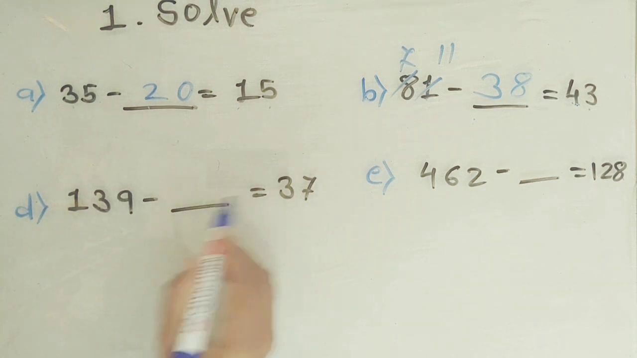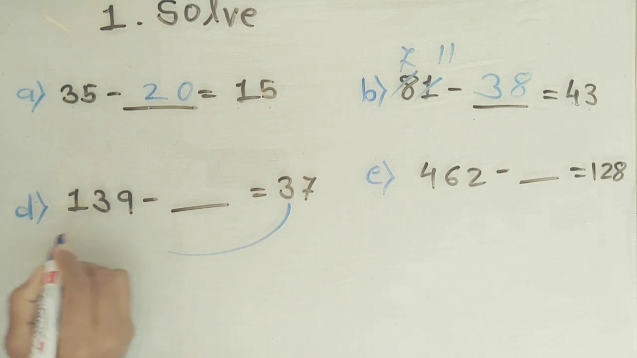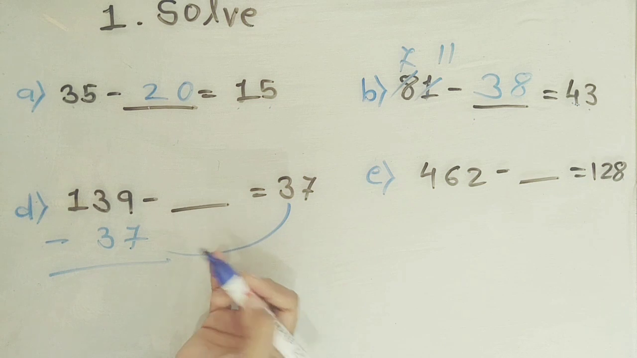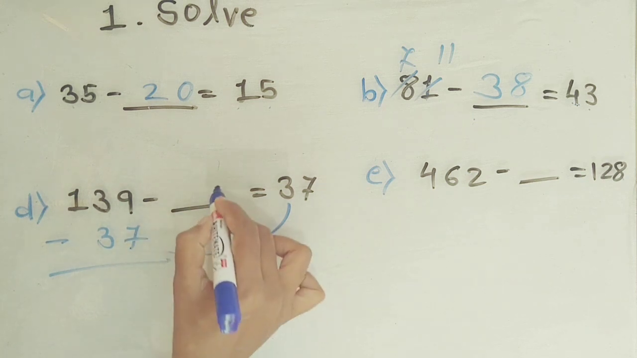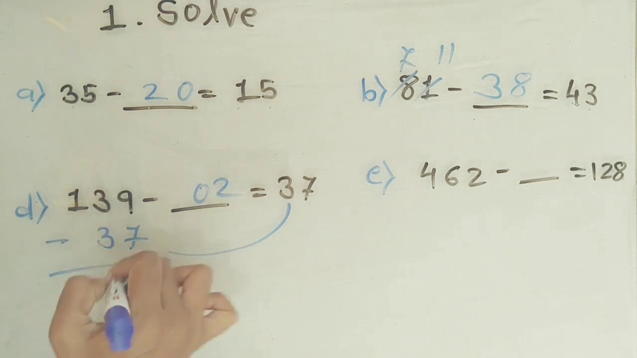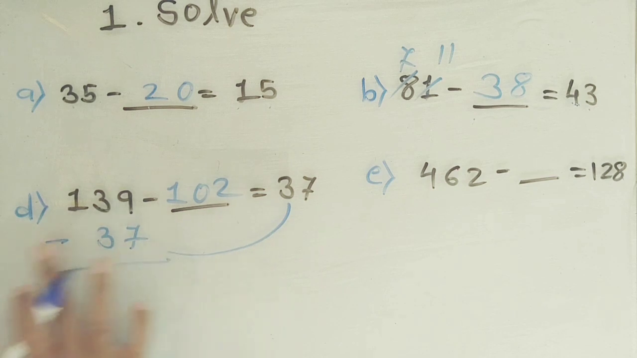139 minus what? Now we should subtract this from here. Okay, now see, minus 37. Now 9 minus 7 equals 2. Okay, now 3 minus 3 is equal to 0 and 1 as it is we are writing. So 102 will be the answer.